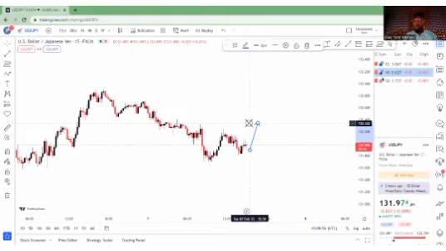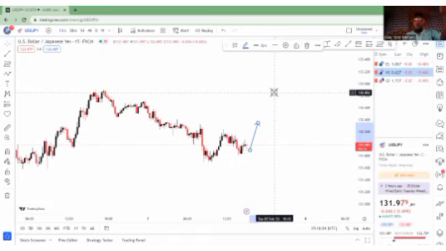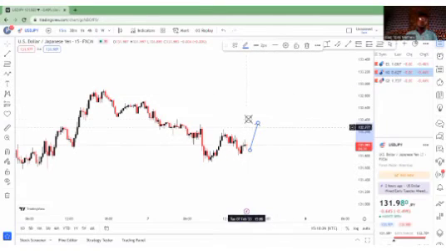That is 132.342. If you place your pending order here, once price starts moving up and comes to the point you have placed, the market will automatically pick your order. Once price gets here, it's going to pick your buy stop. It means that the buy should continue. You understand? The same thing goes for sell stop.